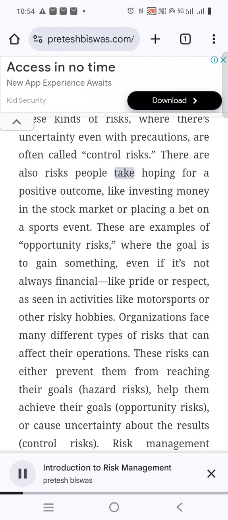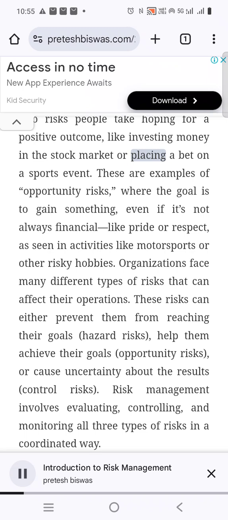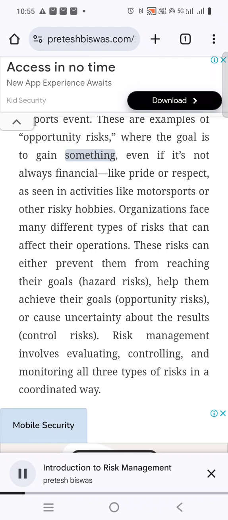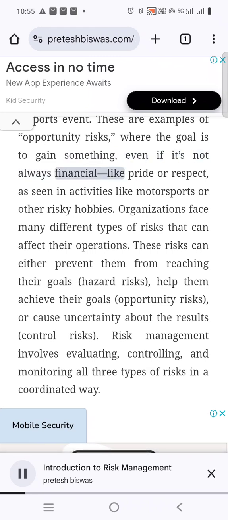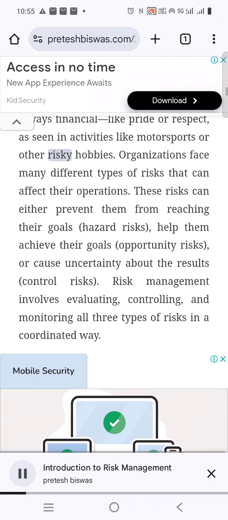There are also risks people take hoping for a positive outcome, like investing money in the stock market or placing a bet on a sports event. These are examples of opportunity risks, where the goal is to gain something, even if it's not always financial, like pride or respect, as seen in activities like motorsports or other risky hobbies.